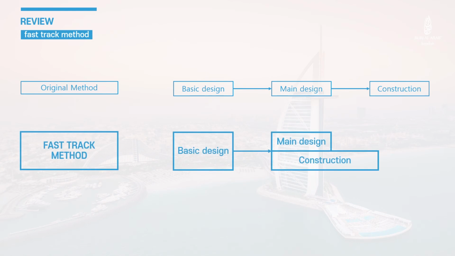Fast track method carries out main design and the construction at the same time. This method is effective in shortening the construction period and applying new methods in construction. The head of the artificial island, which we will study today, was also under this fast track method.